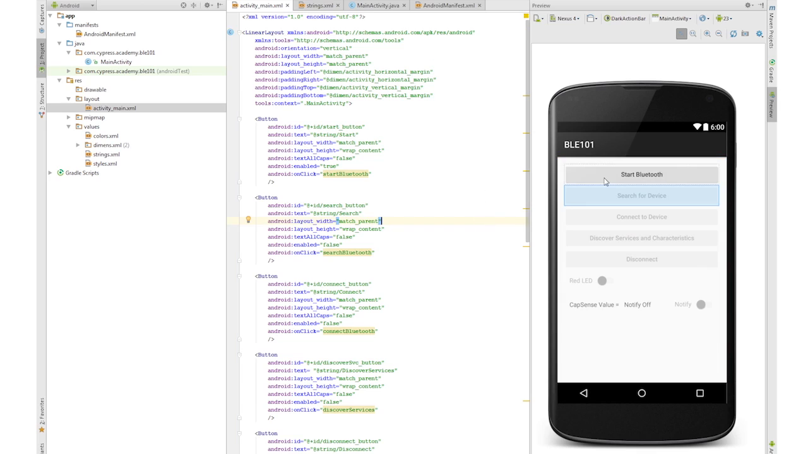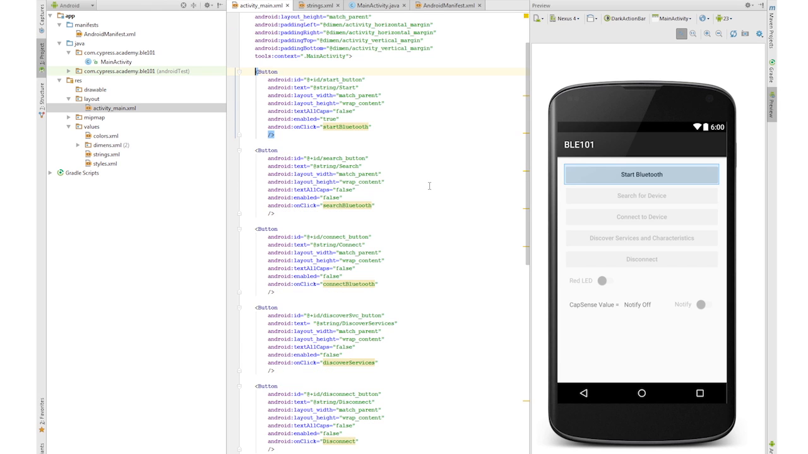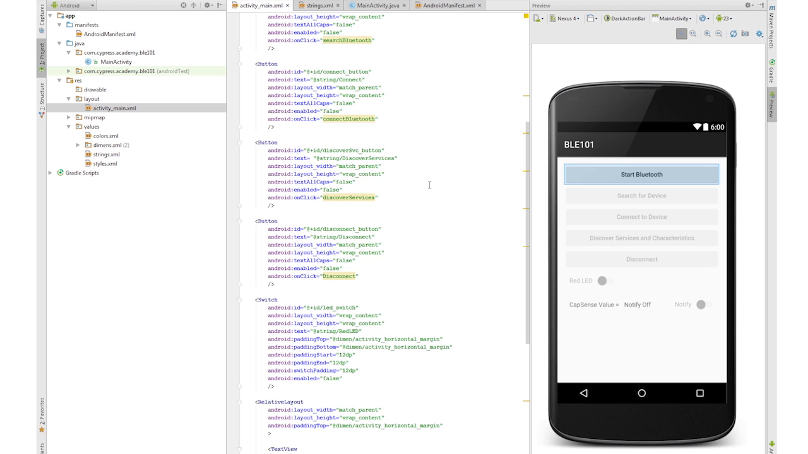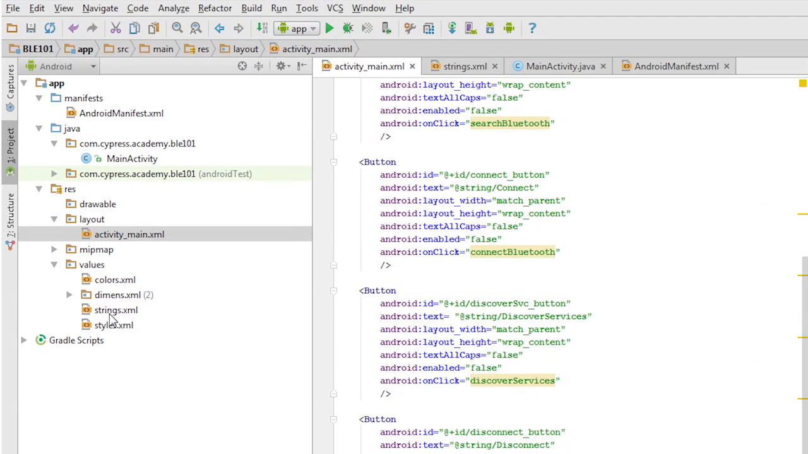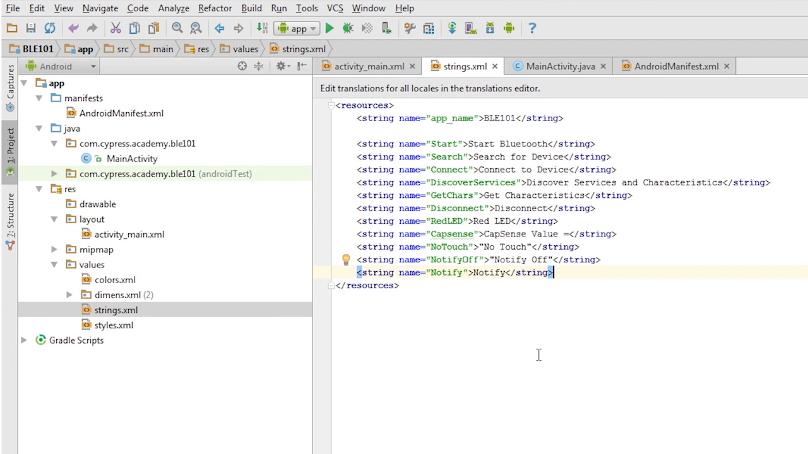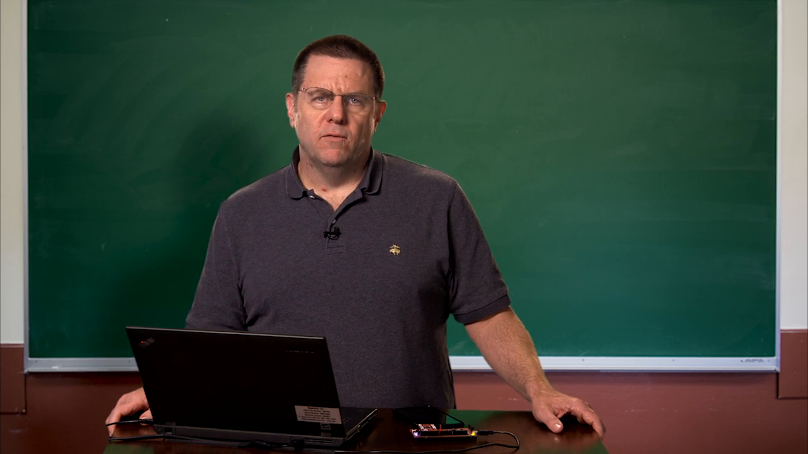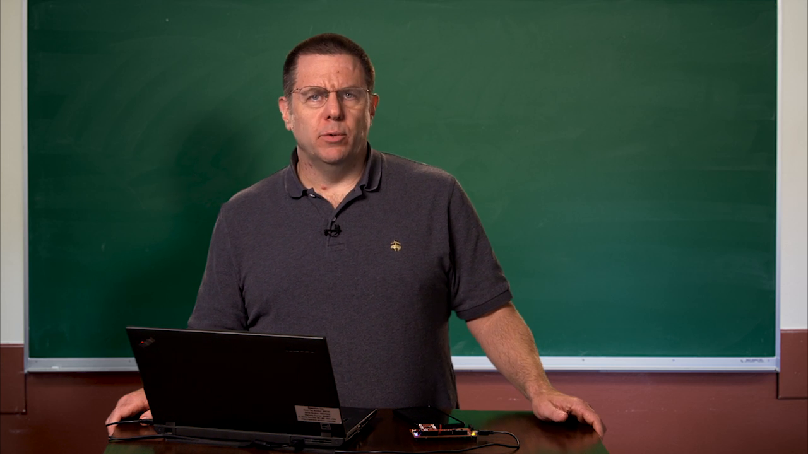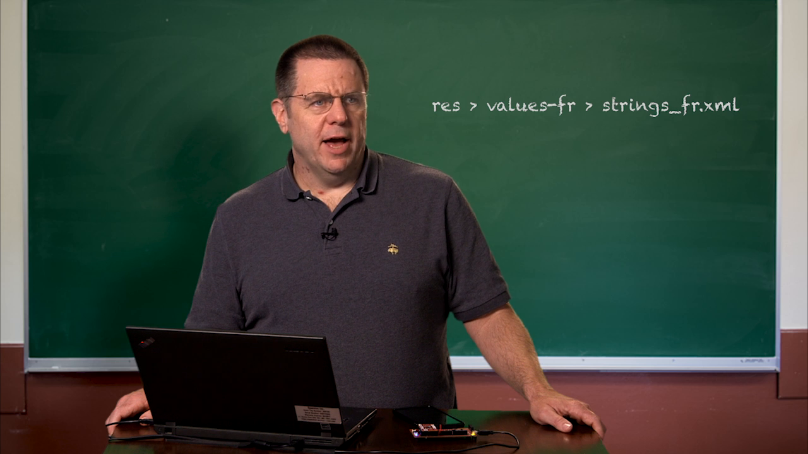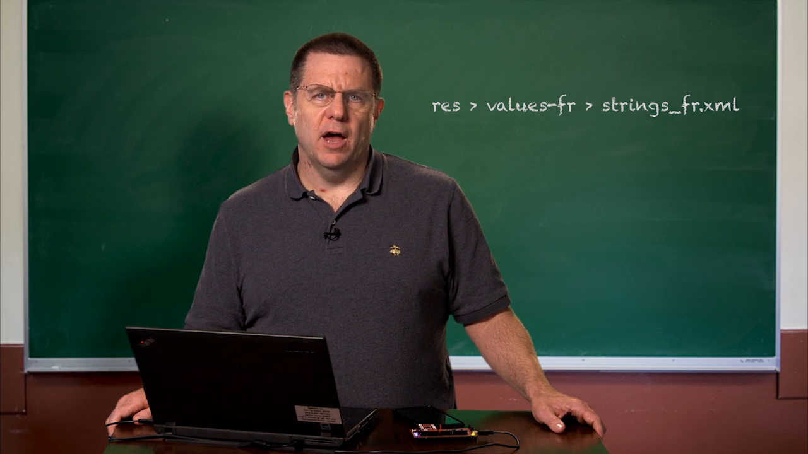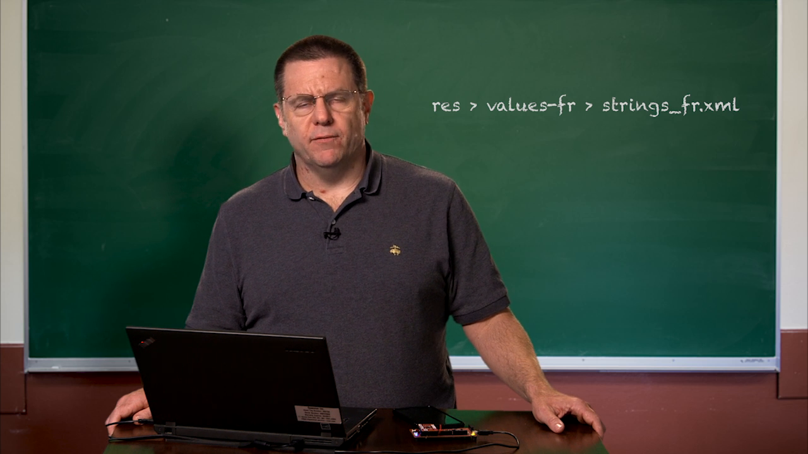Note, the names displayed on the buttons, sliders, and CapSense value are not hard-coded into the layout file. Rather, they are referenced from a strings file, which can be found in res, values, strings.xml. This is done so the app can easily be localized to support multiple languages. The only thing needed is to create a strings file for each language that you wish to support. The phone's language selection will automatically take the string from the appropriate file. For example, if you wanted to support French, you would create a file called res, values-fr, strings_fr.xml with the French equivalent for each string.